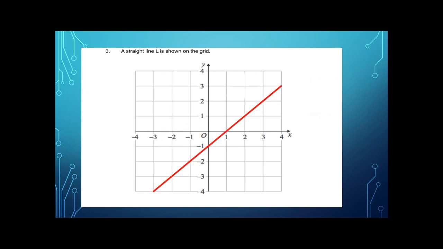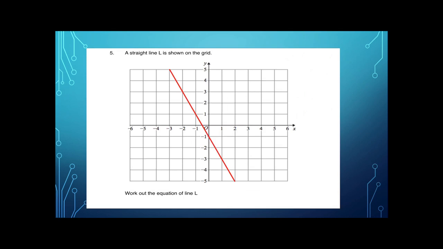Could find the equation of this straight line. Again, we're going to use y = mx + c. y is equal to, well, the y-intercept is negative 1. We just now need to work out the gradient. I'm going to use this little triangle here, and we see that we have a rise of 1 and a run of 1, so the gradient is 1 over 1, which is 1. So the equation is 1 times x minus 1, which we would normally write as y = x - 1.